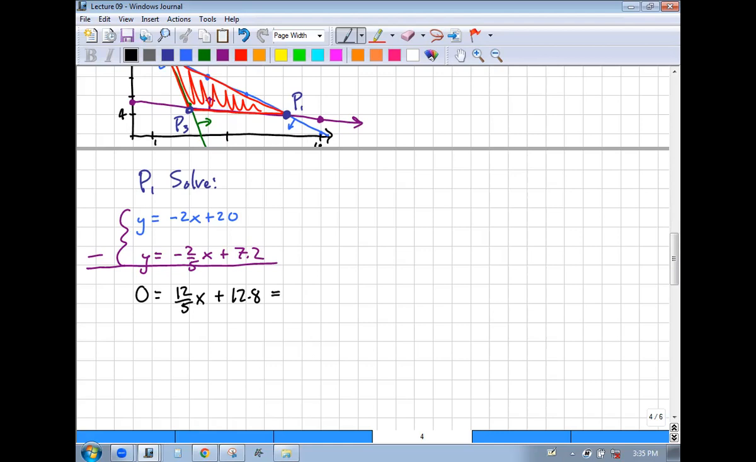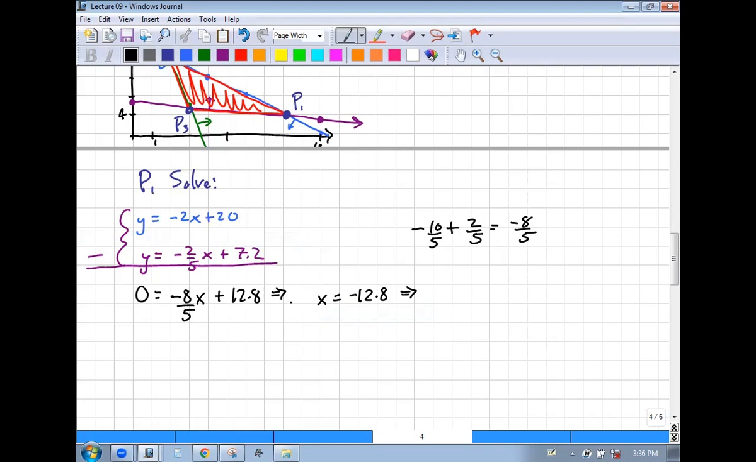So that tells us that 12/5 x is equal to negative 12.8. This can't be right. This is going to give me a negative value for x. Obviously, x is positive over here, so I've already done something wrong in my arithmetic. y minus y is 0. Oh, I see. I have a negative 2 minus minus plus 2/5. 2 is 10/5. So negative 10 plus 2 is negative 8/5. That's what I should have right here.